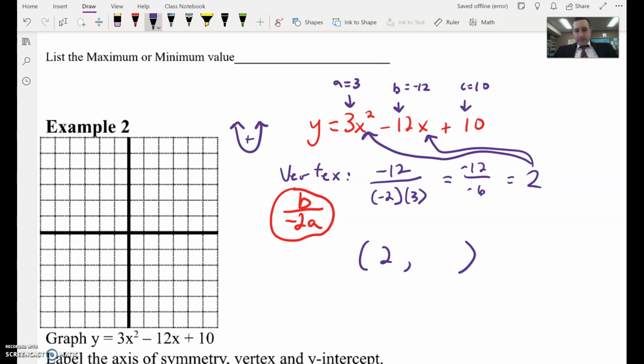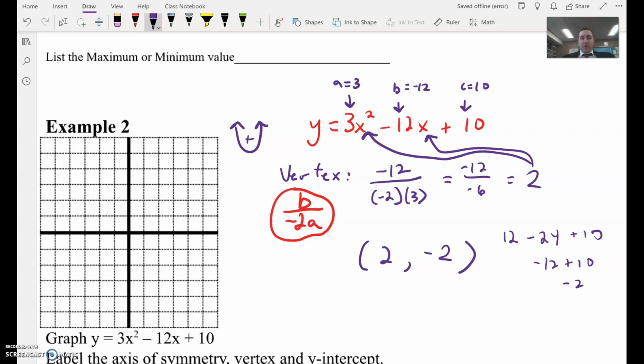So we put a 2 right there. 2 squared is 4. And 4 times 3 is 12. So we have 12. Minus, what's 12 times 2? That's 24. Plus a 10. Again, your calculator would do this for you, but that's going to be negative 12 plus 10, negative 2. So the vertex is 2 comma negative 2.